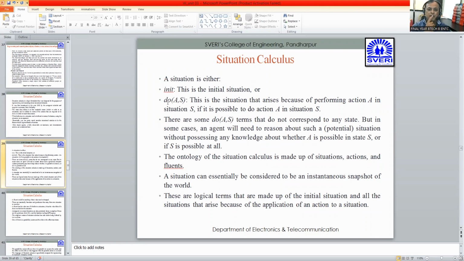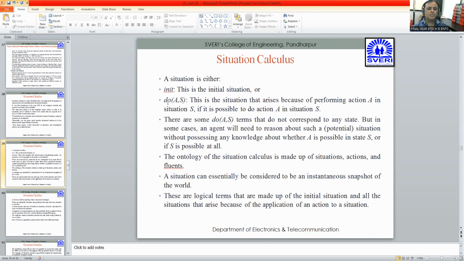Because not in every situation, but in many situations where it is needed, the agent will need to give the reason whether A is possible in state S, whether A is possible in that situation S, or if S is possible at all or not. So that can also happen. Just taking an action in this particular situation is not enough. Many times you will have to give the reason whether A is possible in that situation, or whether S is possible at all in all possible ways. That is how it is going to deal with it.